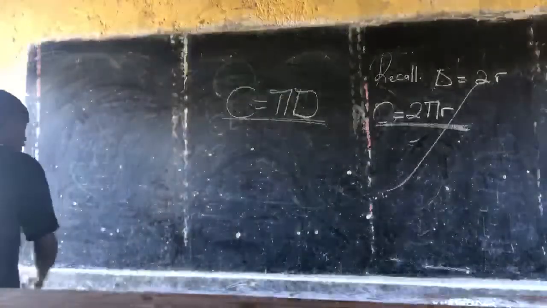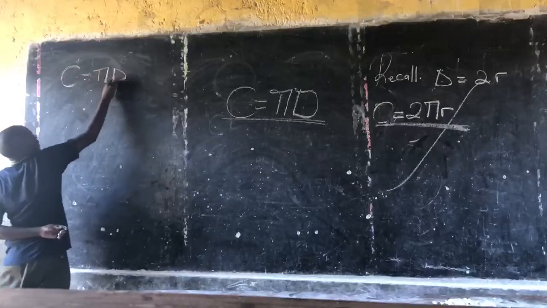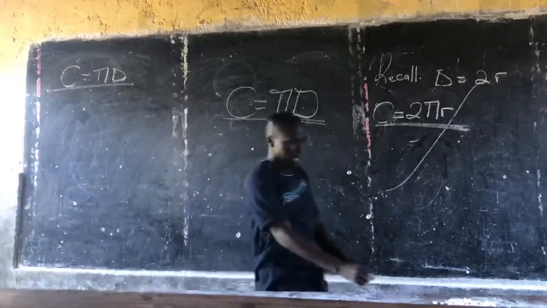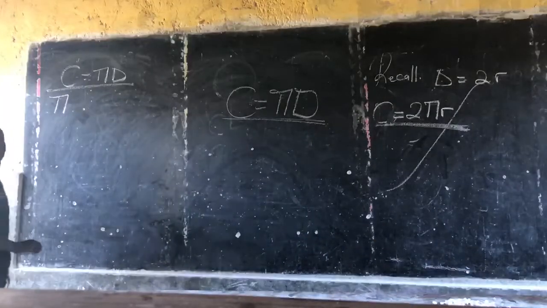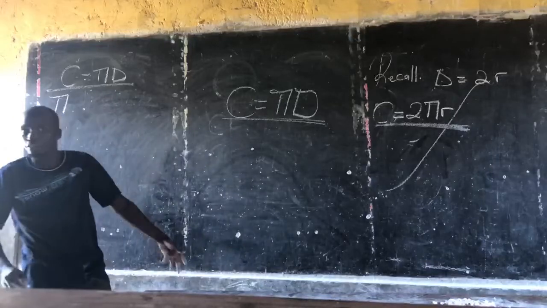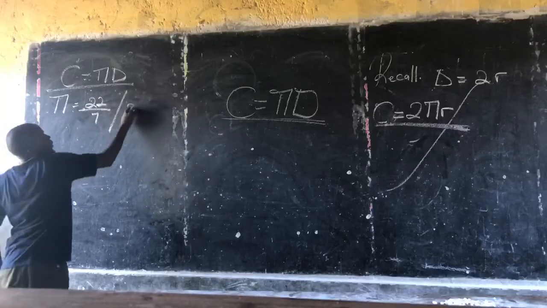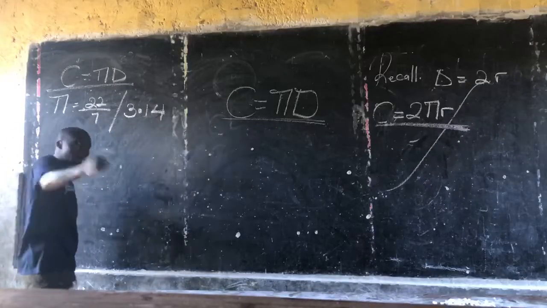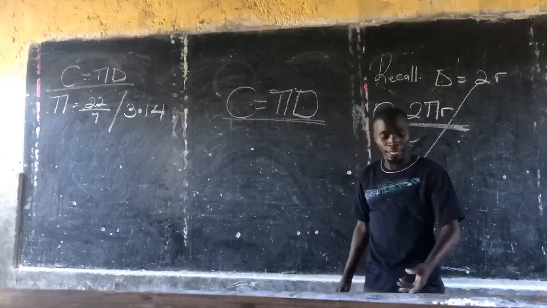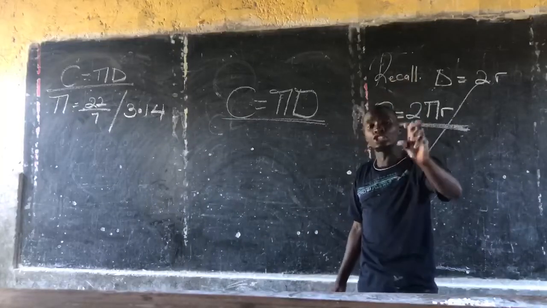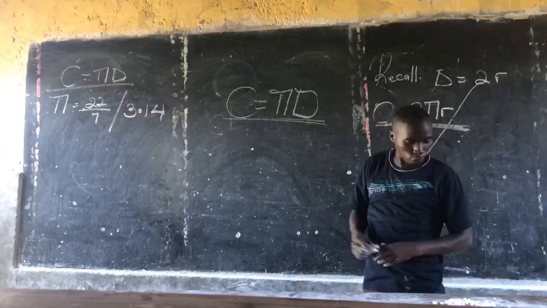So let us start using the formula: the circumference is pi times the diameter. Please, pi is a constant, don't forget that. Pi can be given as 22 over 7, or pi can be 3.14, or pi can remain as pi. They can dictate and say leave pi as pi, which means you don't substitute it. I'm going to do all the examples involving that.